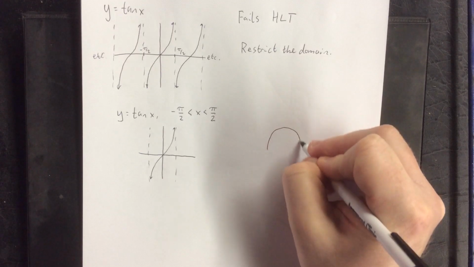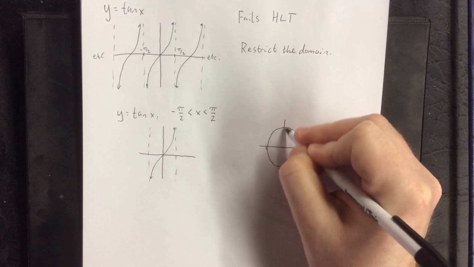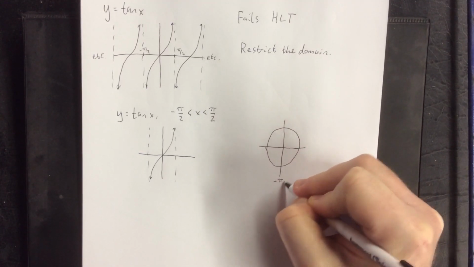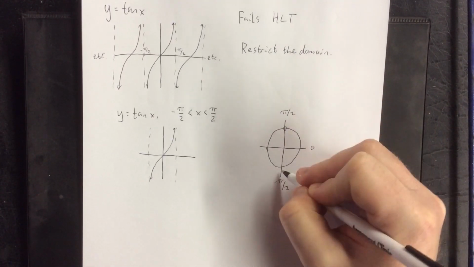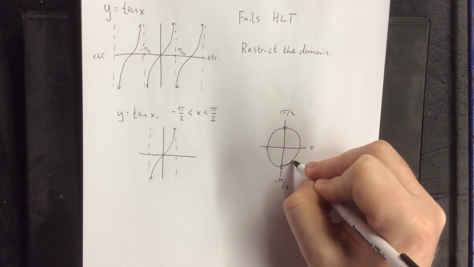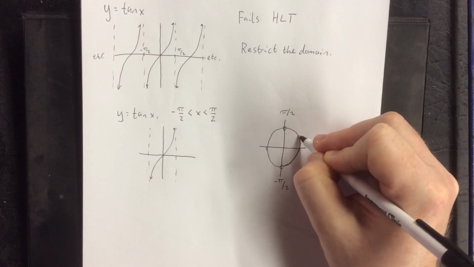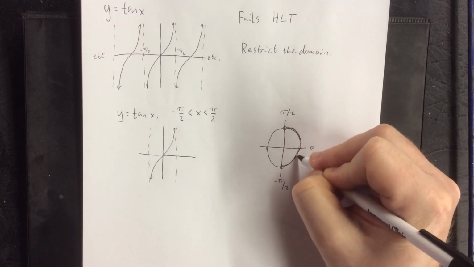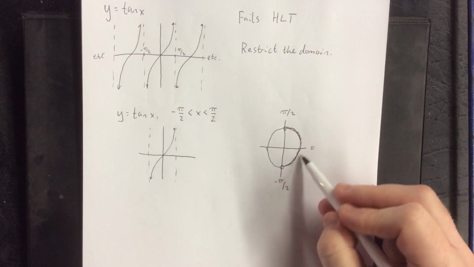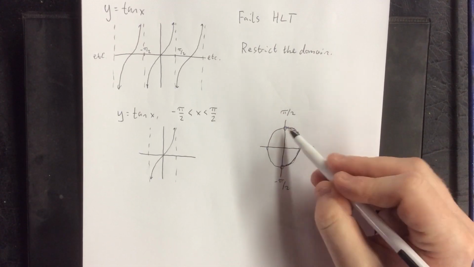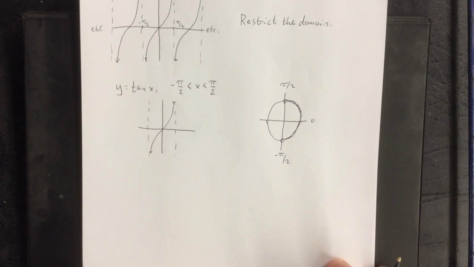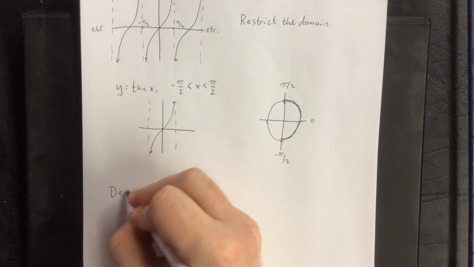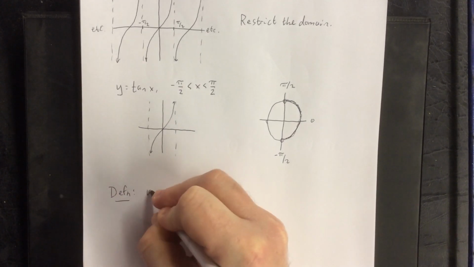Now, on the unit circle, if we're talking about angles that are between negative pi over 2 and positive pi over 2, we would be talking about all of the angles that exist within quadrant 4 as well as quadrant 1, with the knowledge that quadrant 4 angles are simply going to be negative angles and quadrant 1 angles will be positive angles. This function is 1 to 1, and so that's the restriction that we are going to use. So we will define the inverse tangent function.